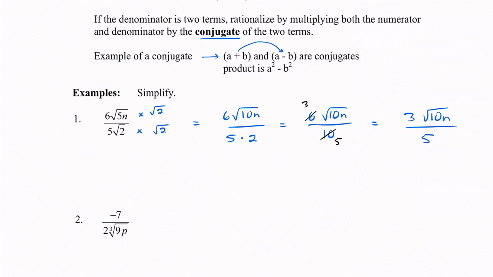Our dividing rules: you had to have a radical and a radical in order to put these together. So you can't go 10 divided by 5 and get a 2 up here. Okay, so this is our final answer.